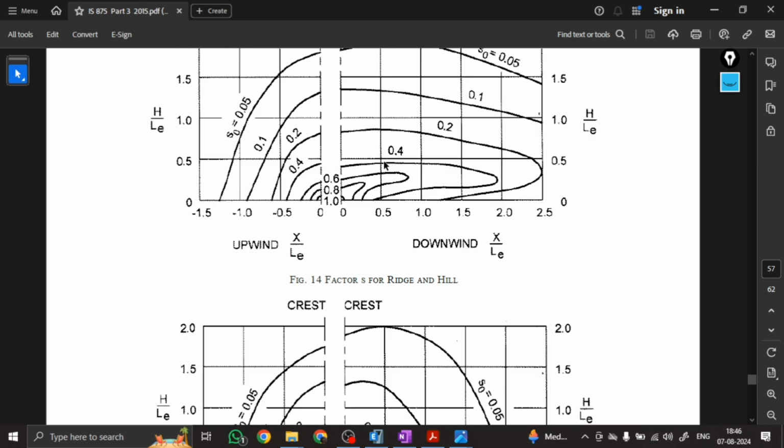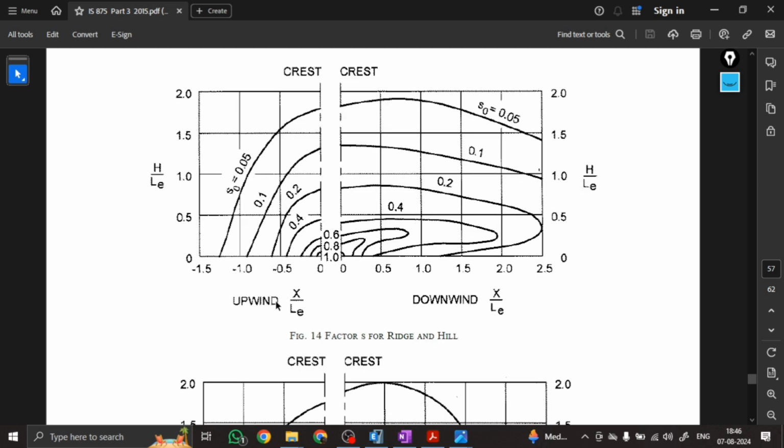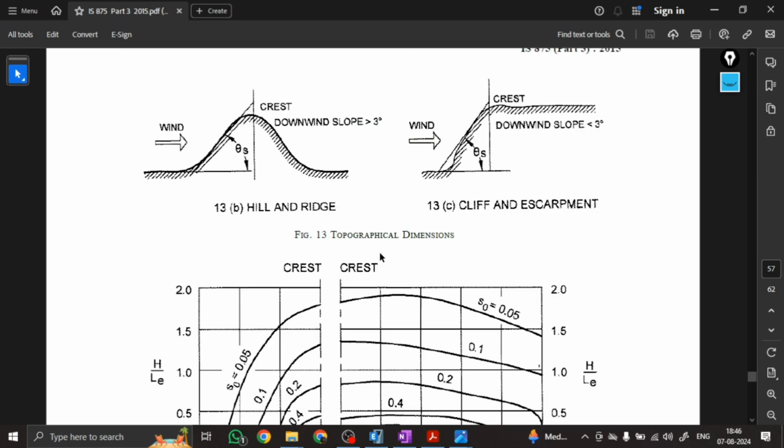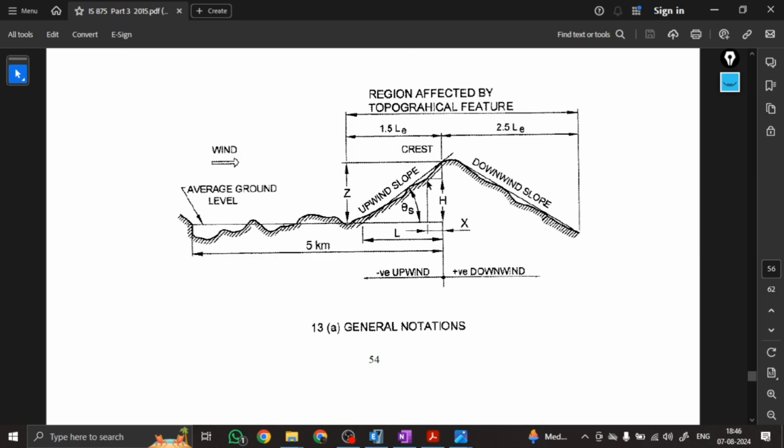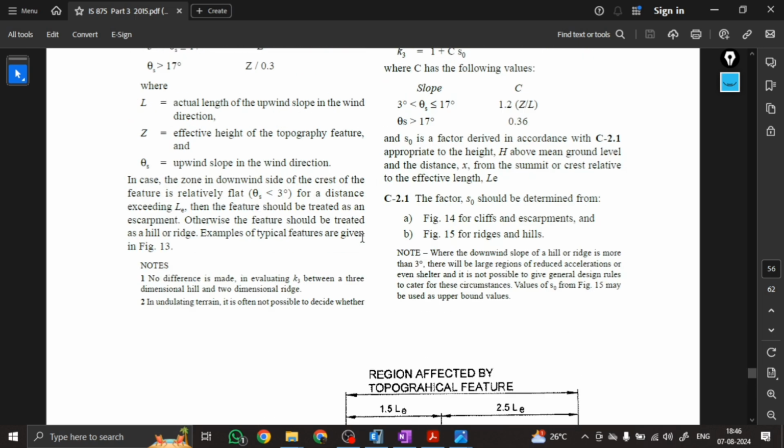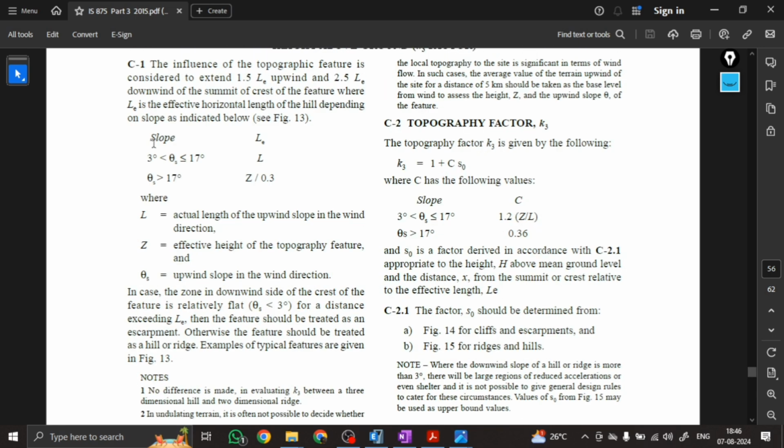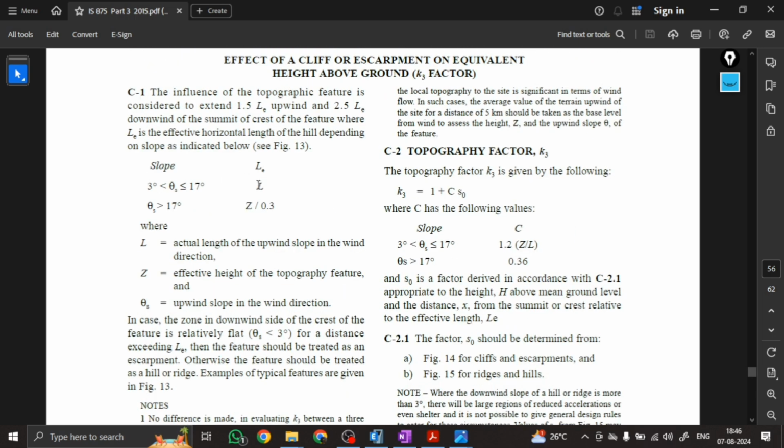Here, this is the X by LE and this is the H by LE, where X and LE, see here, this is the X value and LE means this LE. By using this C1, we will use the LE.